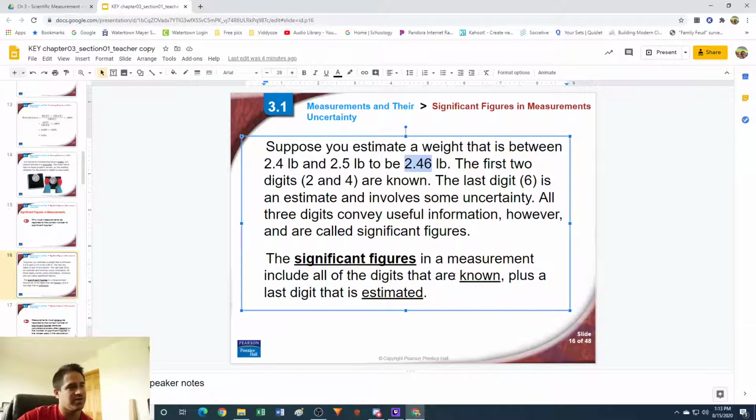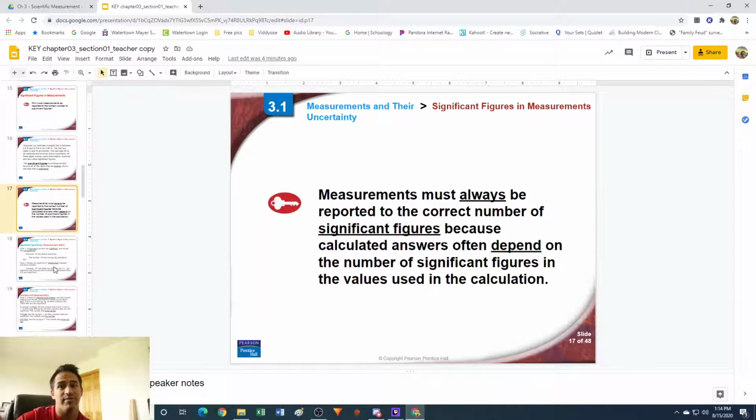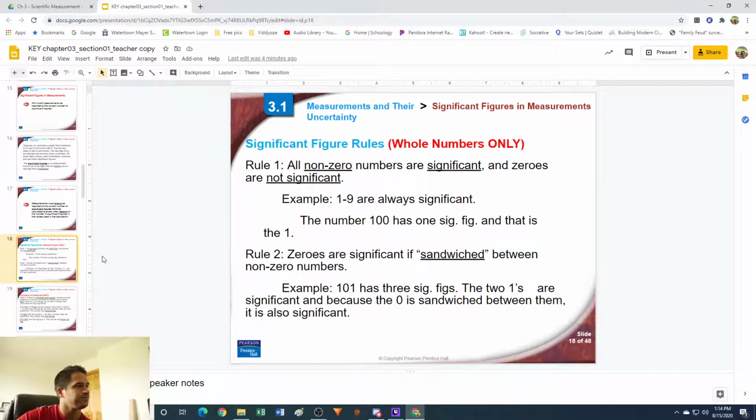Now measurements always have to be reported to the correct number of significant figures because the answers that we get with our calculations are oftentimes very dependent on the number of significant figures in the measurements that we use to get those calculations. So we'll take a look at how we measure things using proper sig figs as well as the math when we have to use that too.